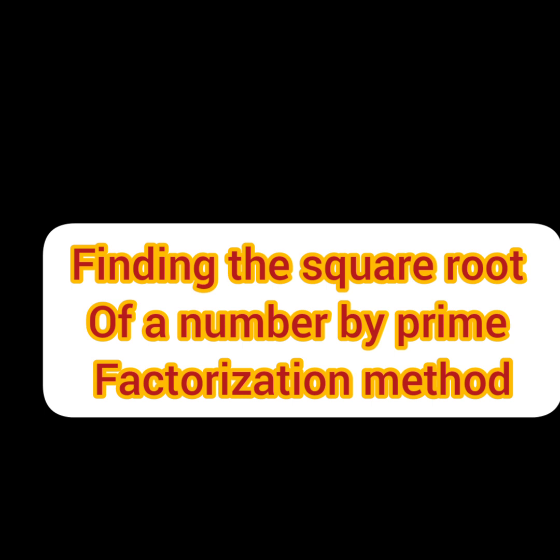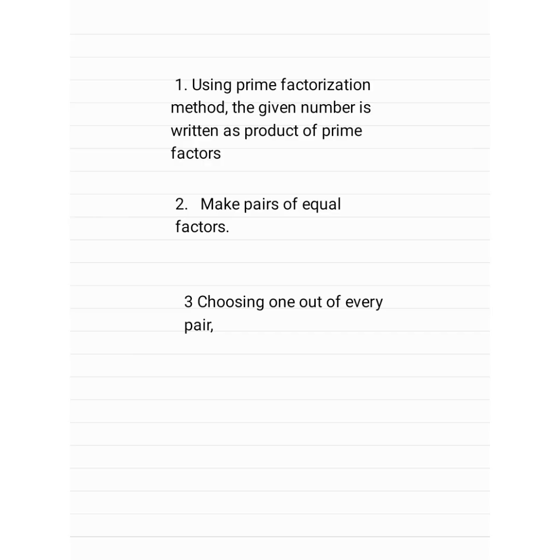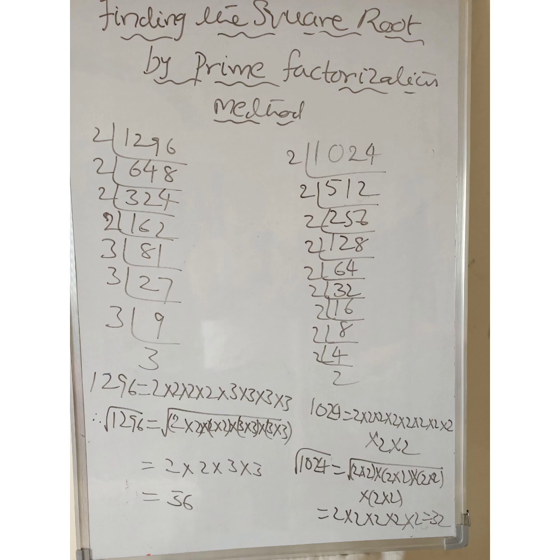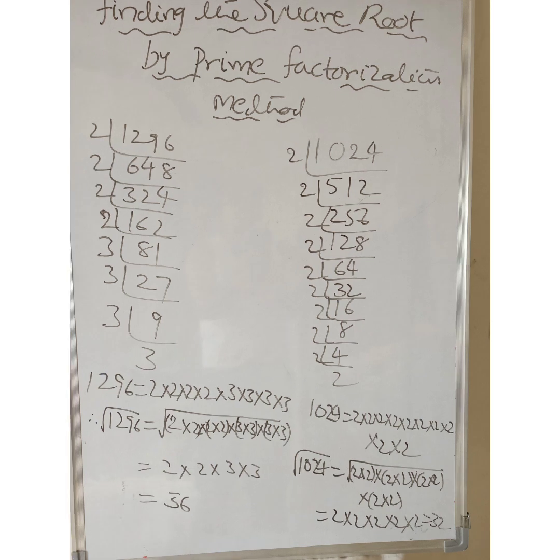Let's see how to find the square root of a number by the prime factorization method. Using the prime factorization method, step number 1, the given number is written as a product of prime factors. Step number 2, make pairs of equal factors. Step number 3, choose one out of every pair. Some examples here. When we go on dividing 1296 and 1024 by prime factors like 2, 3 and so on, we get 1296 as a product of prime factors. Similarly, 1024 can also be written as a product of prime factors.